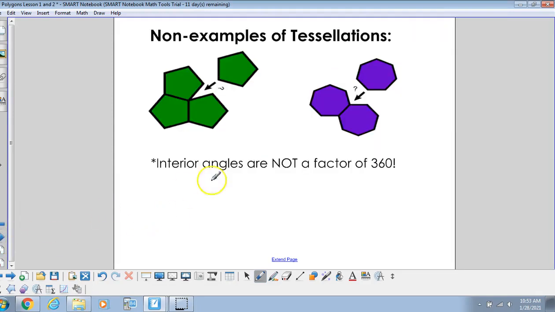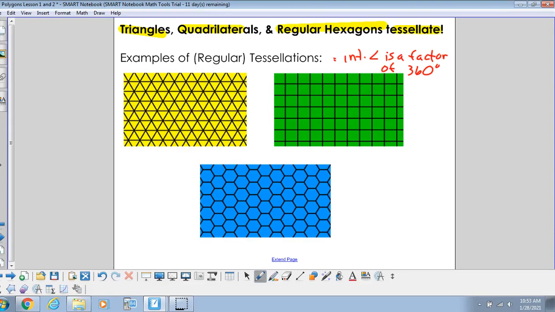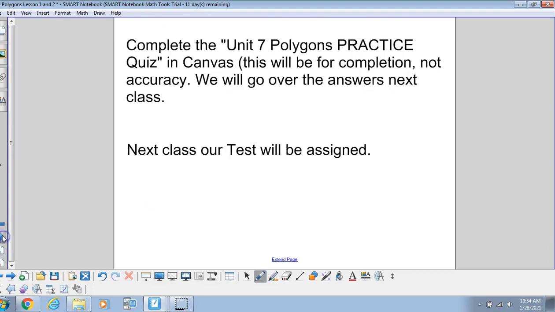Other shapes don't tessellate very well. This pentagon and this octagon, you can see that these would not fit together because their interior angles are not a factor of 360. Now sometimes you see a soccer ball which has hexagons and pentagons combinations. That would be a semi-regular pattern. But the only ones that will work with just one shape repeated over and over with no gaps, overlaps, or spaces are triangles, quadrilaterals, and regular hexagons. That's what you need to know about tessellations.